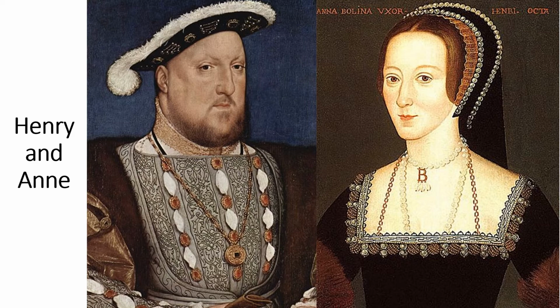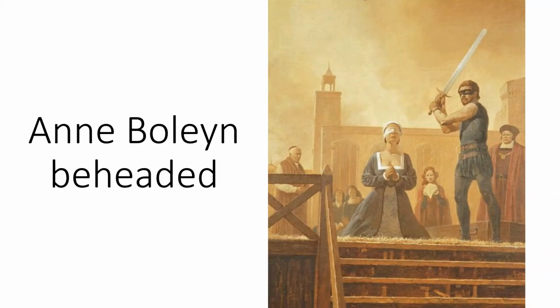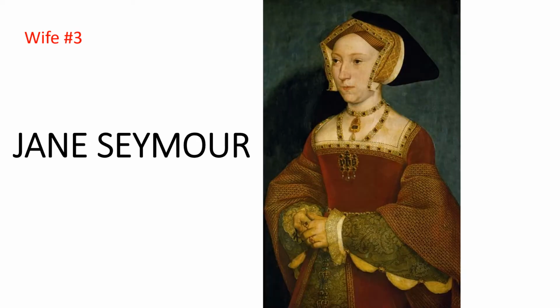Now, there is nothing to show any of it was true. She was found guilty, and Henry had her head cut off. 11 days later, Henry married Jane Seymour. Jane Seymour was a quiet, shy girl who attracted Henry because she was so different from his first 2 wives, Catherine and Anne. He was 45 years old, and Jane was 28.